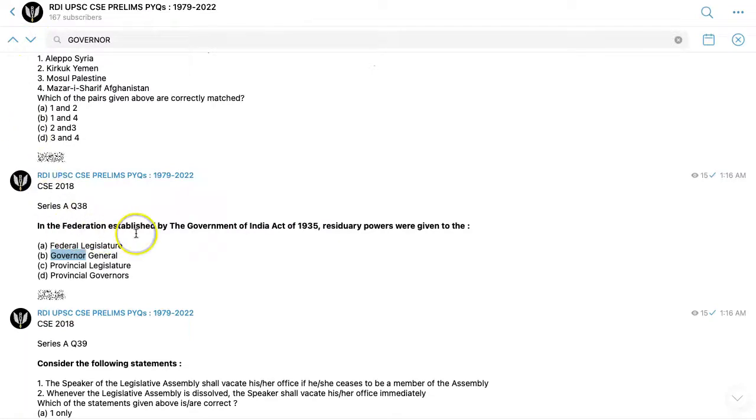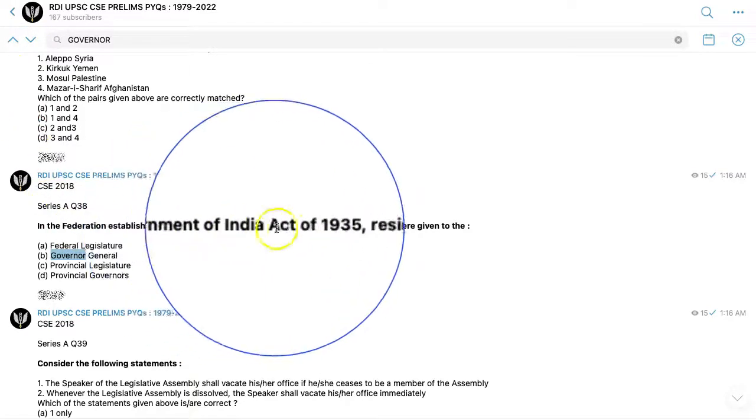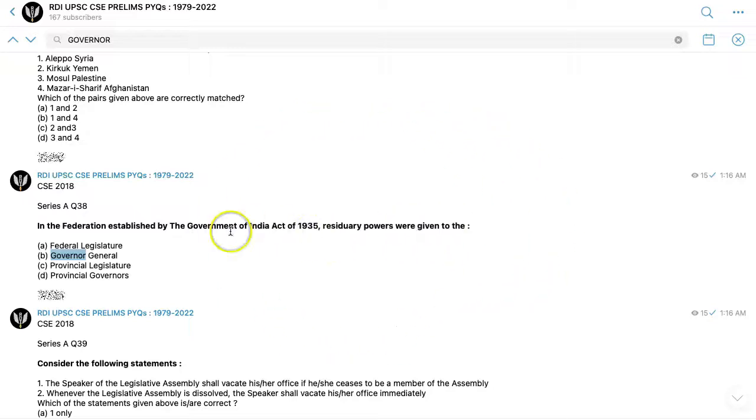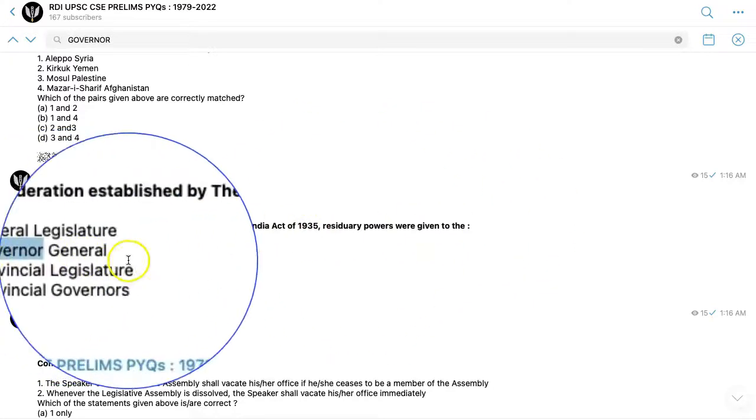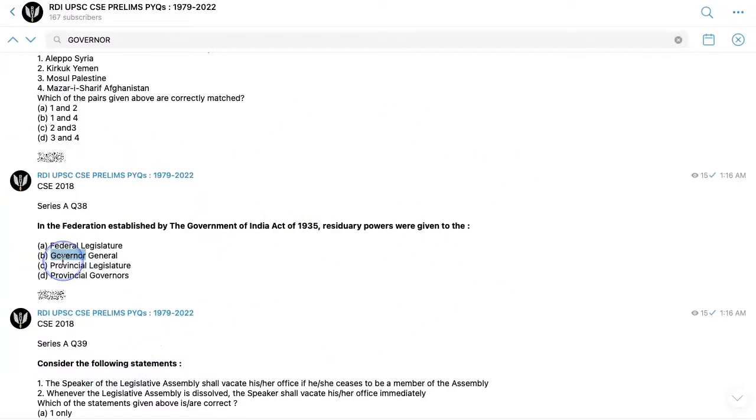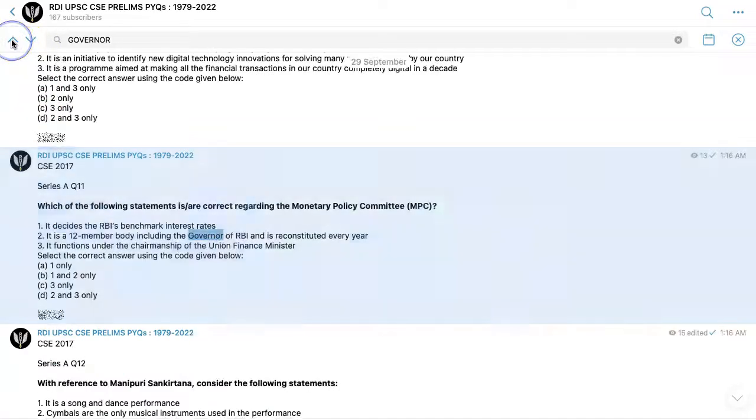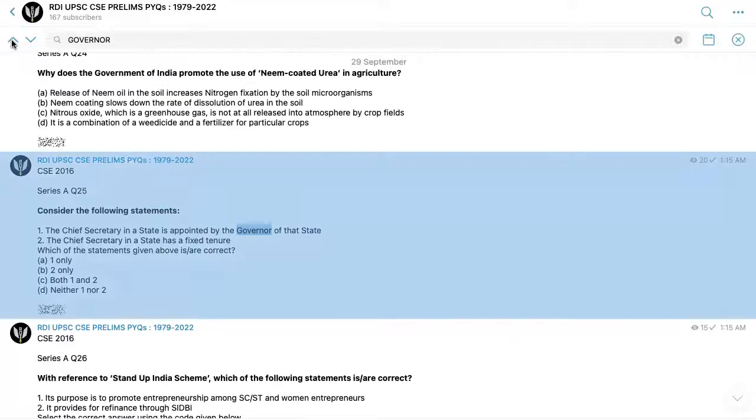This question is more from history, right? Government of India Act 1935 residuary powers question. So Governor General actually was given, not the polity governor that we are talking about. So let's ignore this question. The next one is about Monetary Policy Committee, an economy question. So we have to go to the next one.